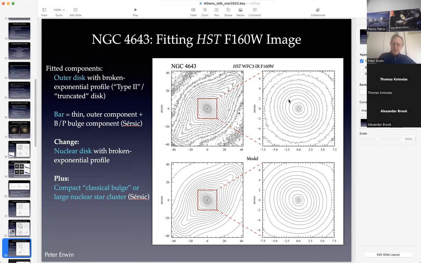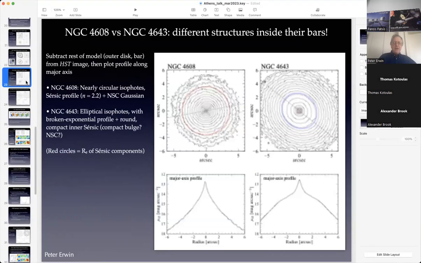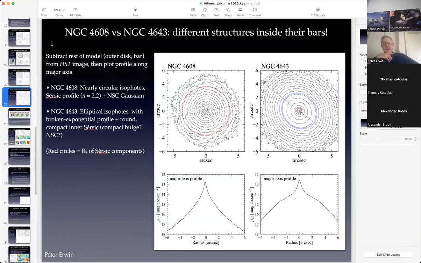And then as you get closer to the center, the inner 2 to 3 arc seconds, you get wider spacing between the isophotes. This means there's a shallower surface brightness profile. And finally, there is a small central excess, which we're a little bit uncertain of. We alternate between calling this a very small classical bulge or a very large nuclear star cluster. So this is an interesting difference, and I'm going to concentrate on the central region of both galaxies.